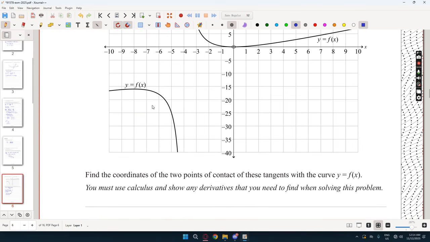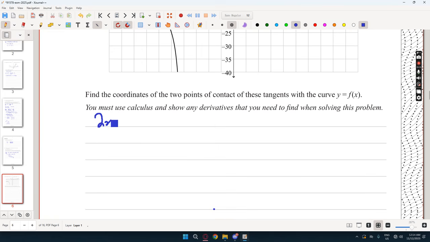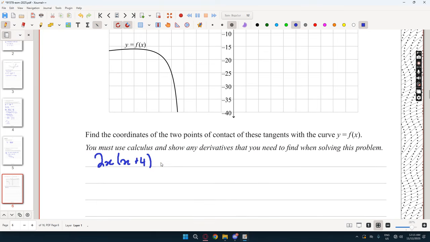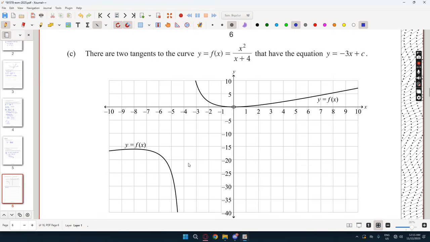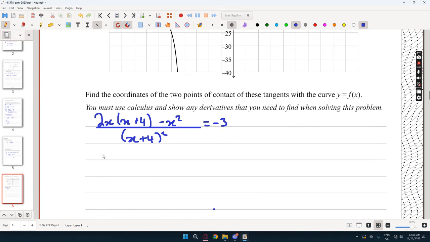Find the coordinates of the point of contact of the two tangents. Where's the gradient minus 3? Where is gradient minus 3? 2x times x plus 4 minus x squared on x plus 4 squared equals minus 3.